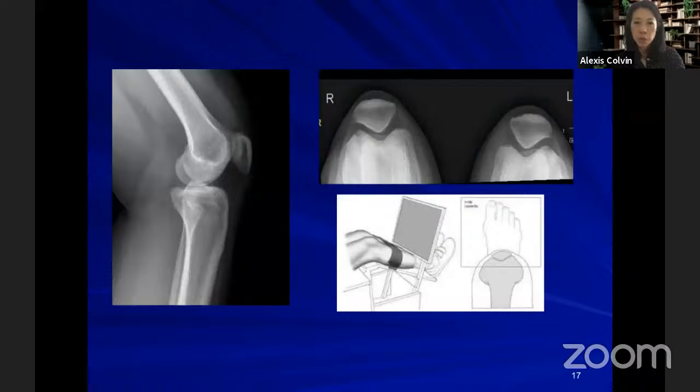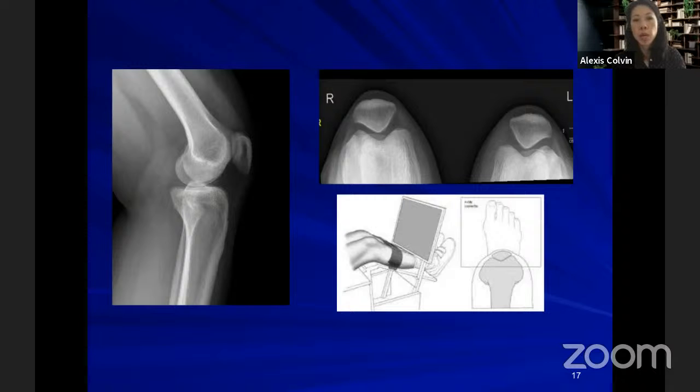And then these 2 views are also showing us the knee from different viewpoints. So the x-ray on the left side is called the lateral view. So that's a side view of the knee. Your head would be at the top and your foot would be at the bottom. And then the kneecap is the structure that's sticking out front.